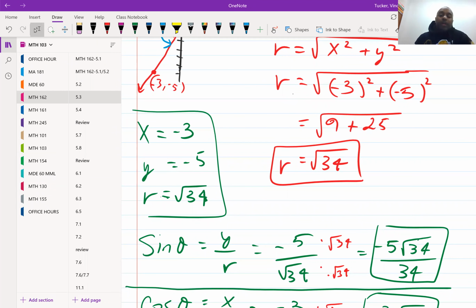All right, so we can go ahead and find each one of our trig functions according to the relationship we just finished talking about. So sine is y over r. y is -5, and r is the square root of 34. Don't forget to rationalize your denominator. So that'd be -5 square root of 34 over 34.